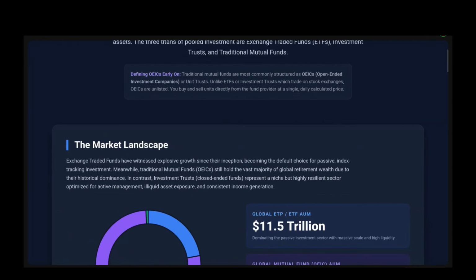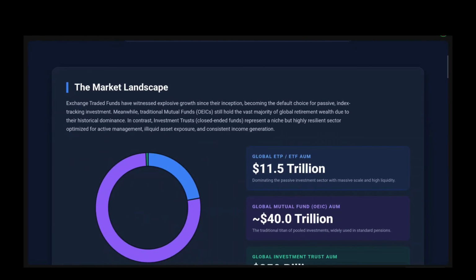So I just want to talk quickly about the market landscape. Exchange traded funds have witnessed explosive growth since their inception, becoming almost the default choice for passive index tracking investment. Meanwhile, traditional mutual funds, OEICs, still hold the vast majority of the global retirement wealth due to their historical dominance. And in contrast, investment trust closed-ended funds represent a niche but highly resilient sector optimized for active management, illiquid asset exposure, and constant income generation.